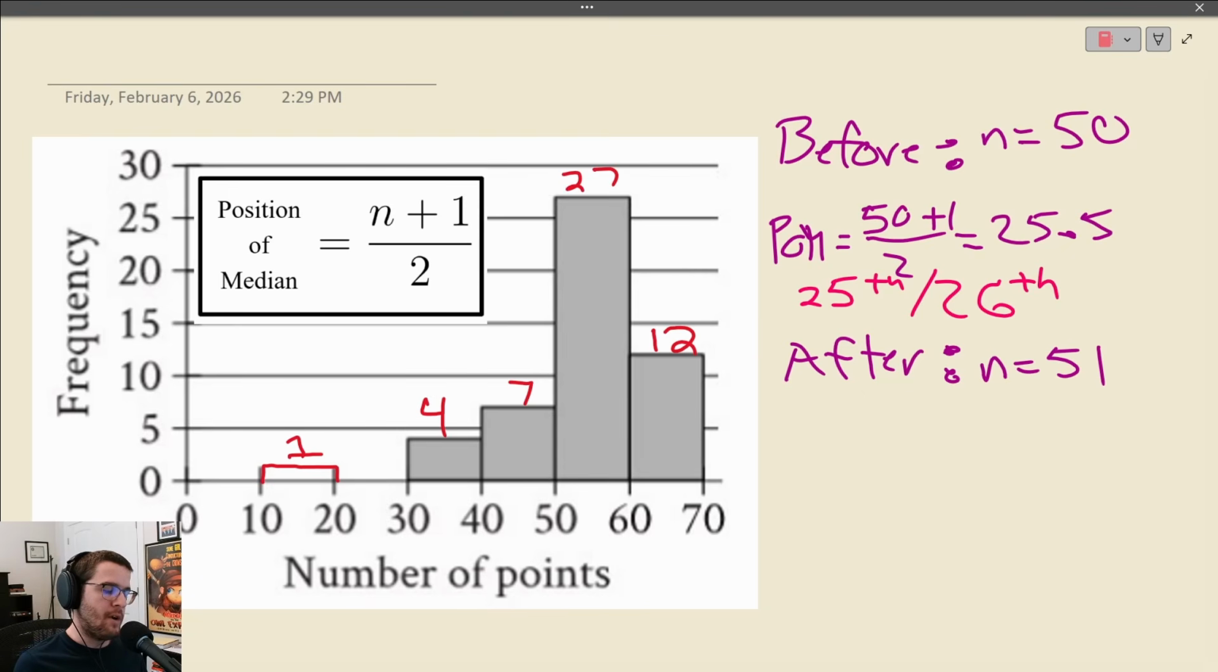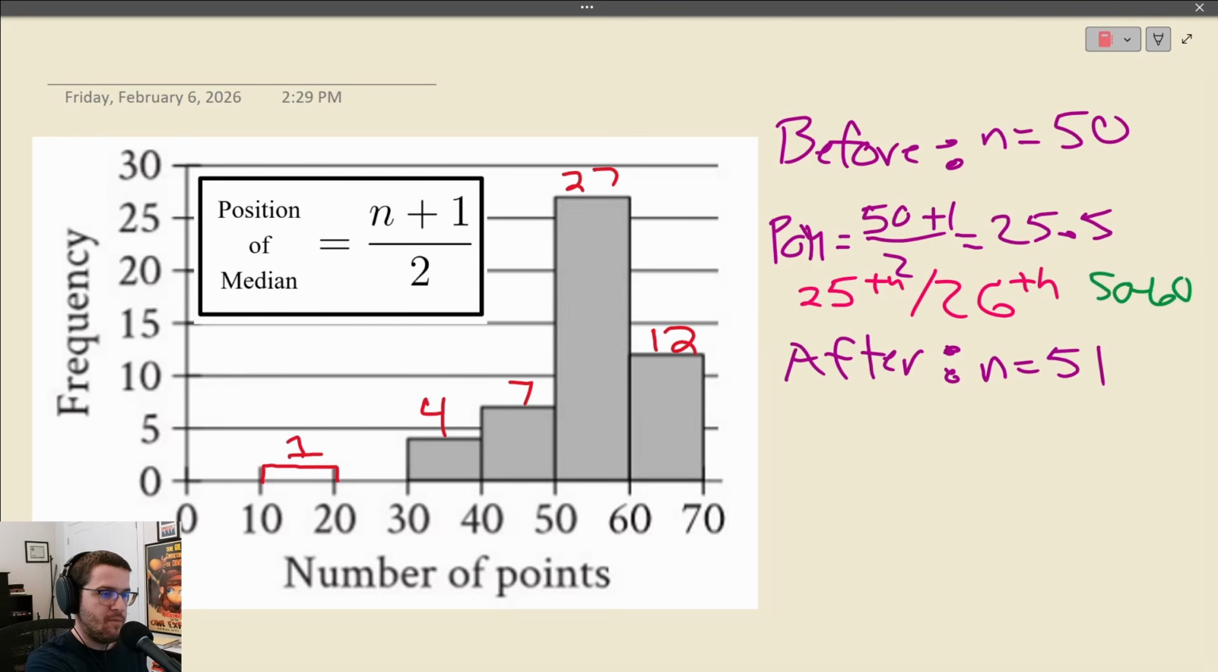All right, so 4, no, it's too small. 4 plus 7, that's 11. No, that's too small. 4 plus 7 plus 27, that is way bigger than 25 and 26. So the 25th and 26th are both in there. So the median is somewhere between 50 and 60 in that bar where we exceeded 25 and 26. We don't know what it is, but we know it's in this bar here.